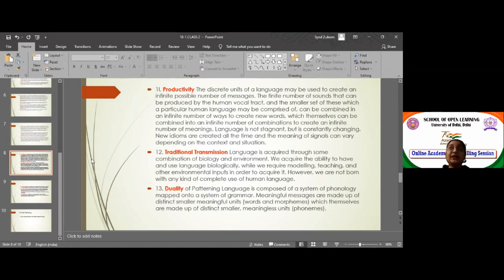What does traditional transmission mean? It means that when a baby is born, he or she does not possess the ability to communicate in a language, right? He learns it. He traditionally learns it. He learns it by speaking to his parents, the parents speaking to him. He learns to write. He learns how to hold a pen. He learns how to use his mouth to utter words, right? So it is a traditionally transmitted system of language, right?